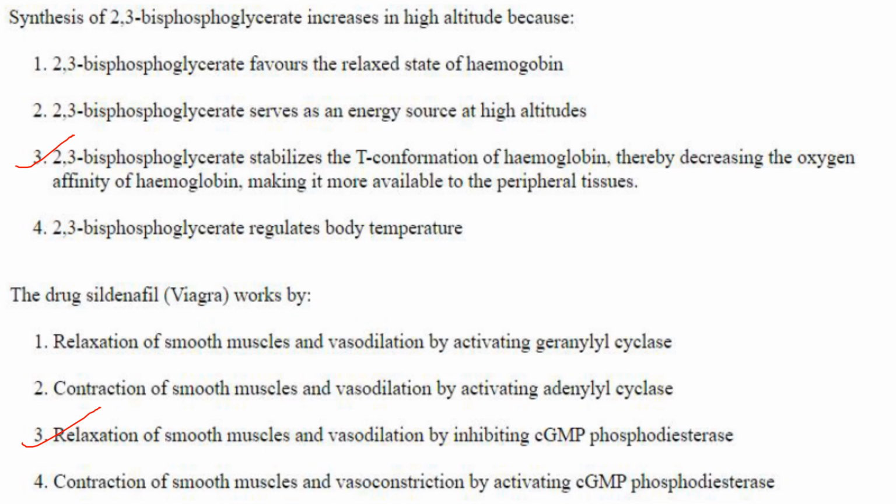Then next one, the drug sildenafil or Viagra works by. So what it does is it relaxes the smooth muscle and causes vasodilation by inhibiting cGMP phosphodiesterase. Answer is option 3.